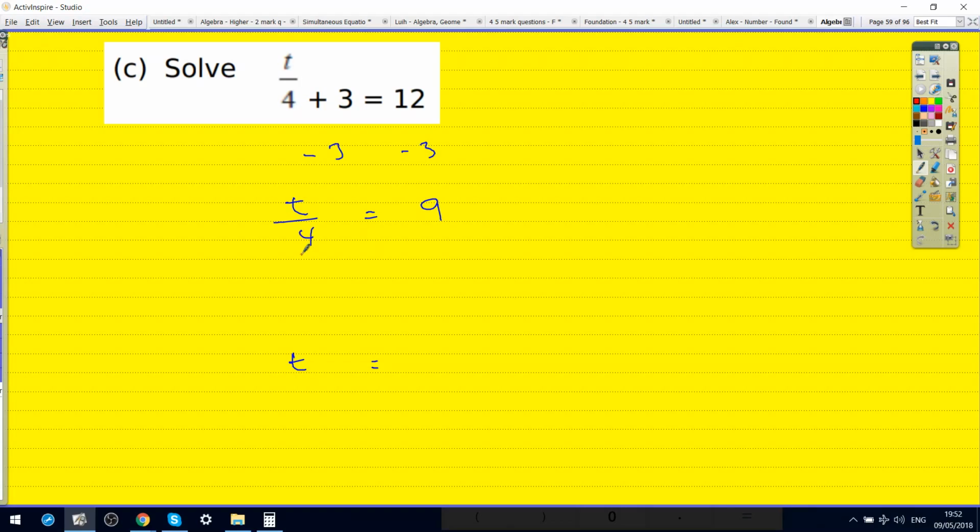Opposite of divide? Times. Yeah. And so opposite of divide by 4? So that would be 9 times 4. Yeah. Times both sides by 4. 36. That's it. T equals 36.